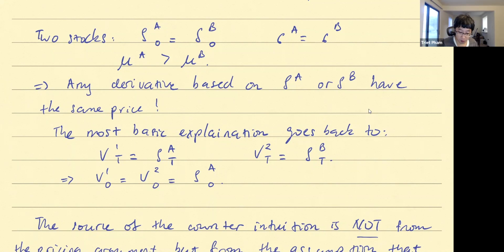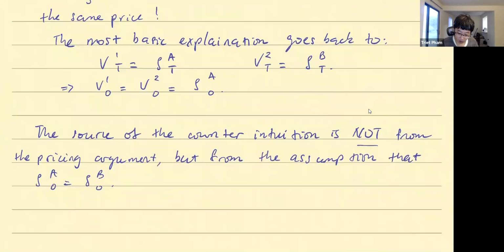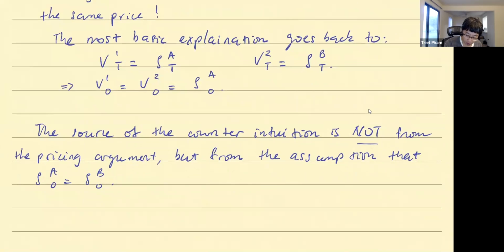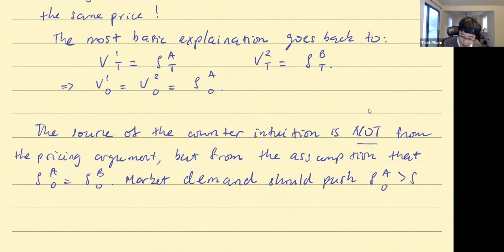So in other words, this situation seems strange, but not because of this conclusion, but because of this assumption to begin with. This should not be true, but market demand should push this to be true. And if that's the case, then this will be bigger than this, and that, of course, is your expectation.